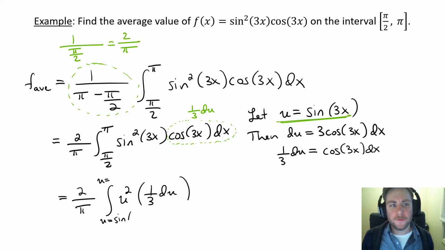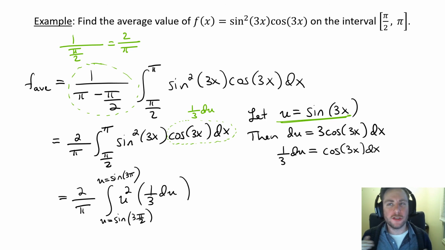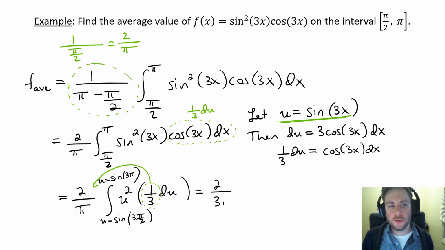When x is pi over 2, sine of 3x would be sine of 3 pi over 2. And when x is pi, sine of 3x would be sine of 3 pi. So I've changed those into u limits in exactly the same way that I did in the previous example. And also, just like in the previous example, any constants which are being multiplied in here can be pulled out front. That gives us 2 over 3 pi in the front, times the integral of u squared du.